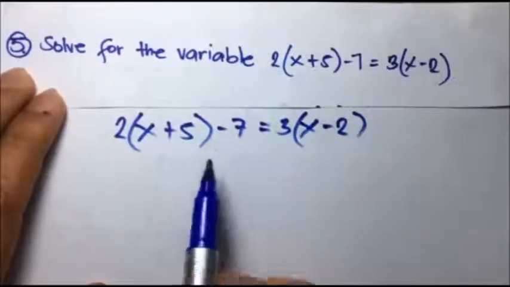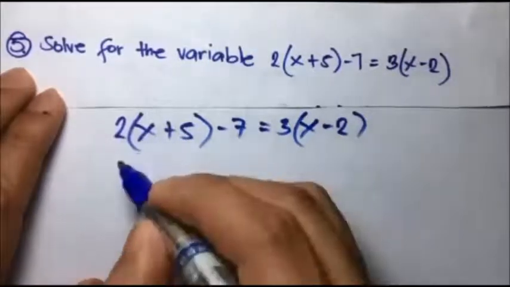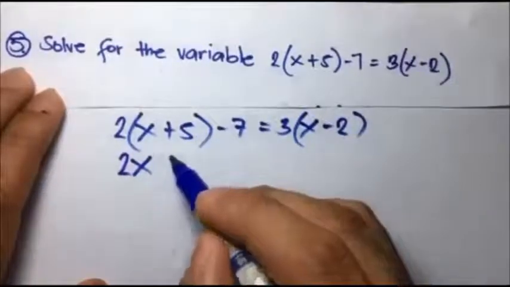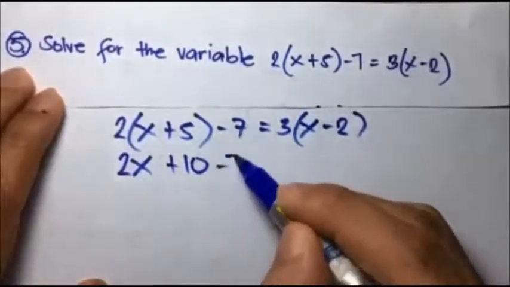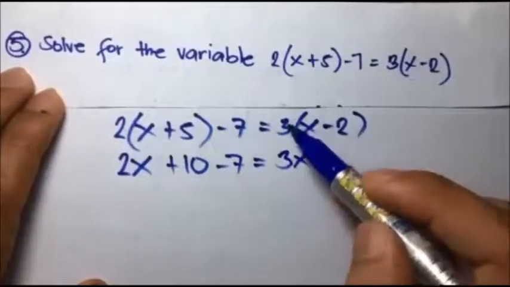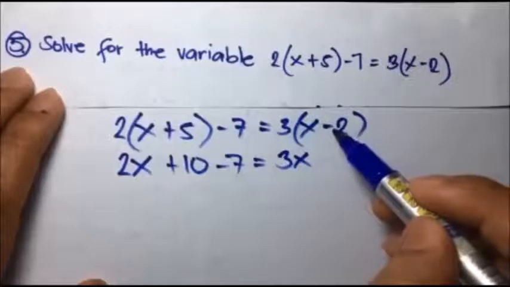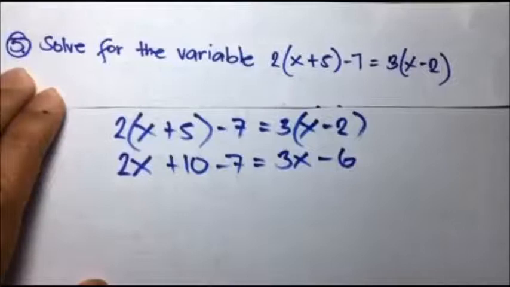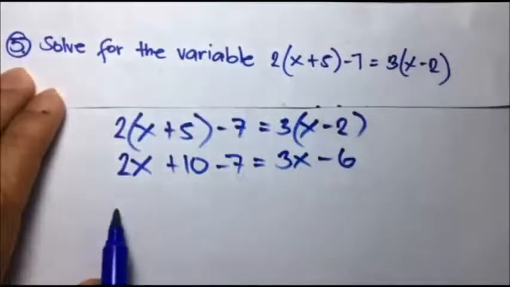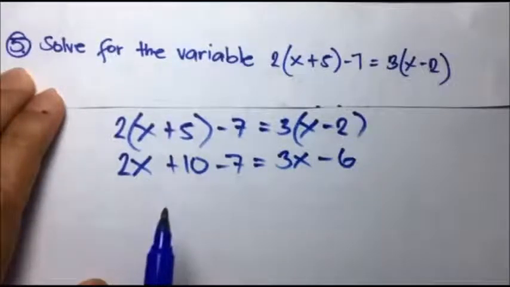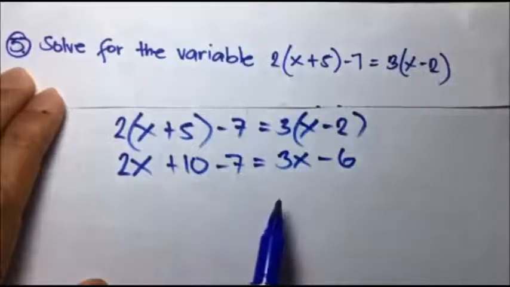So 2 times x is 2x. 2 times 5 is positive 10. And then negative 7 is equal to 3x. 3 times negative 2 is negative 6. We are going to get all the x terms on one side, so we need to use the addition and subtraction property of equality.